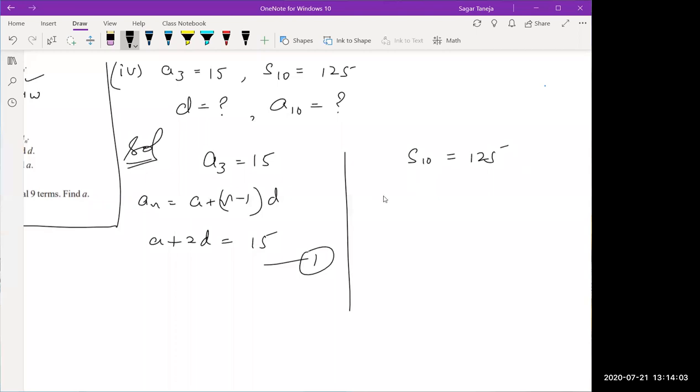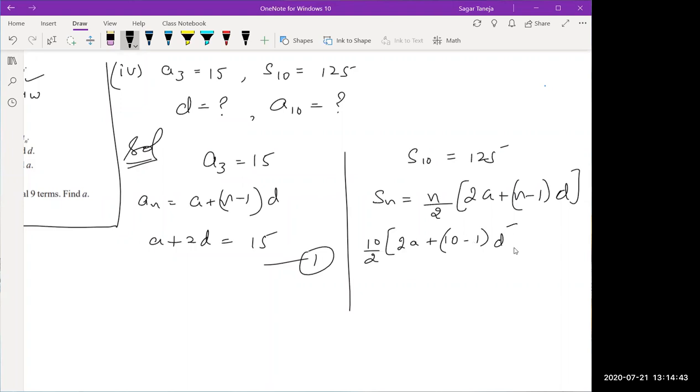Let us solve this. Sn is n by 2, 2a plus n minus 1 d. So S10 can be written as 10 by 2. We have to make use of the same formula. So it is 10 by 2, then 2a plus 10 minus 1 d. In place of n, just write 10 everywhere because it is S10. Then 125. Cancel these two, so 5, 2a plus 9d. 5 will go that side for division, 125 divided by 5 is 25. So these are the two equations which we have written here.